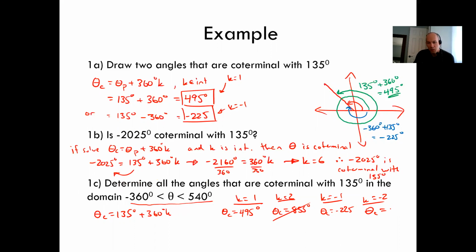Okay, so let's see, subtract 360 from that one. I think we're at negative 585. Okay, so this one's also out of the domain. So what we could say is therefore only 495 and negative 225 are coterminal.